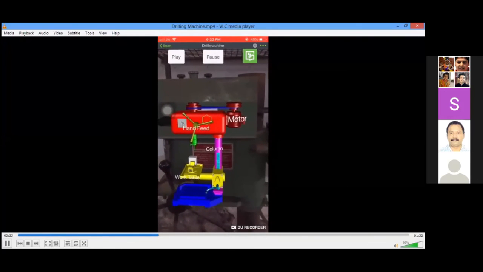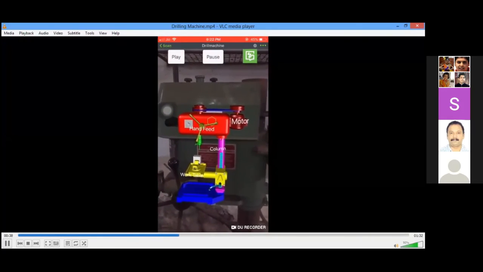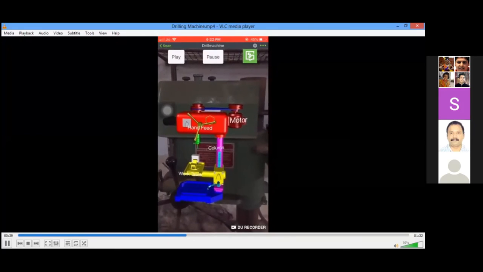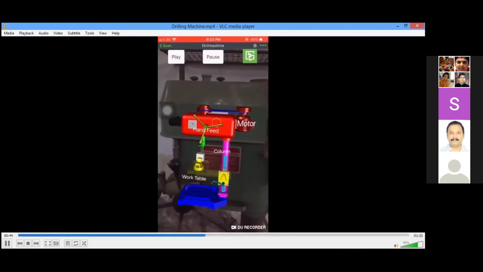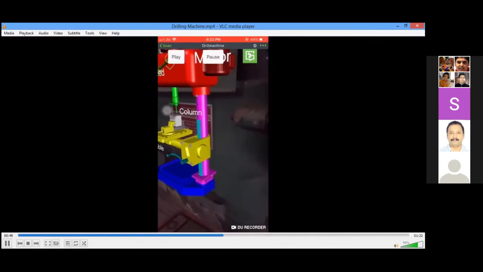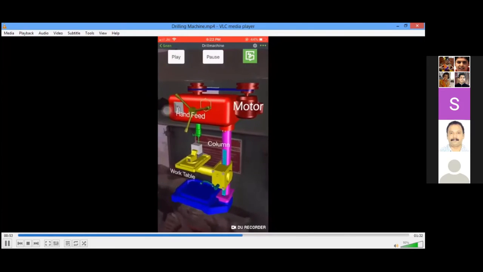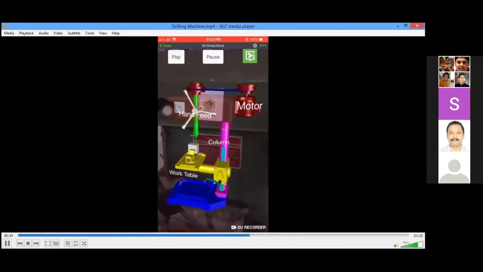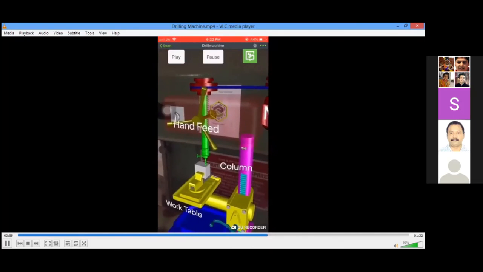So the budding engineers can take this to a different level, because a lot of new facilities are provided in the software. You can see how the mechanism is moving, so students, in the absence of the supervisor also, can scan this and understand the working of this machine. That is the benefit. You can see here. So lots of facilities can be provided.